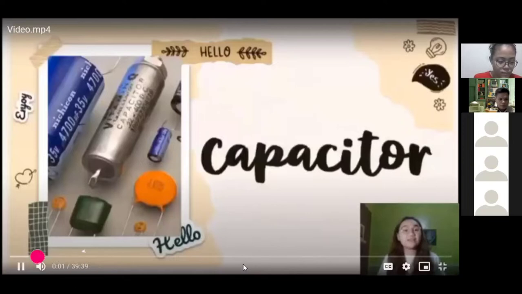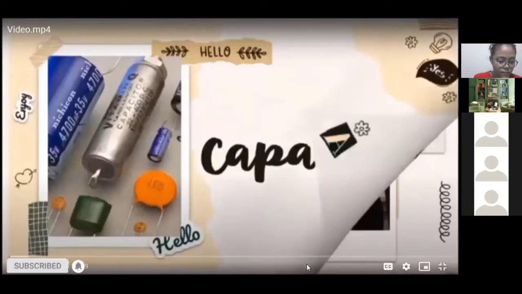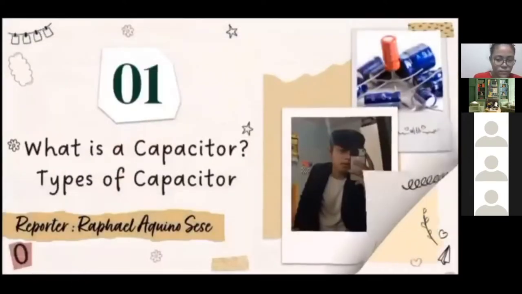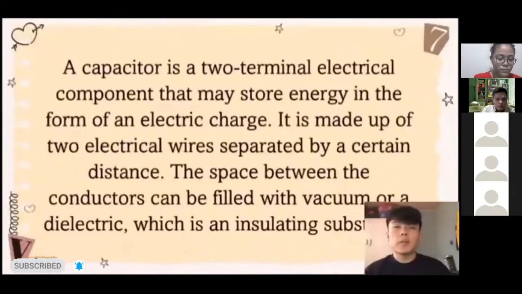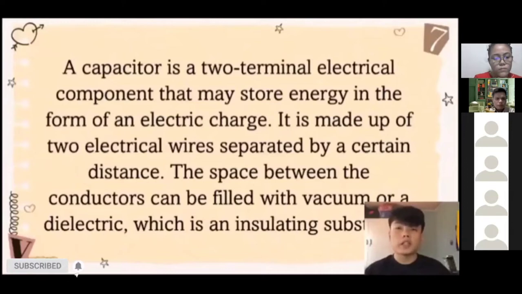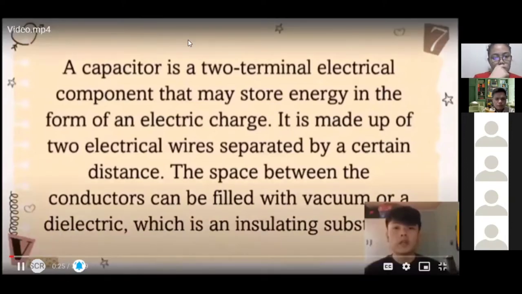Today we are going to discuss capacitors. What is a capacitor? A capacitor is a two-terminal electrical component that may store energy in the form of an electric charge. It is made up of two electrical wires separated by a certain distance. The space between the conductors can be filled with vacuum or dielectric, which is an insulating substance.